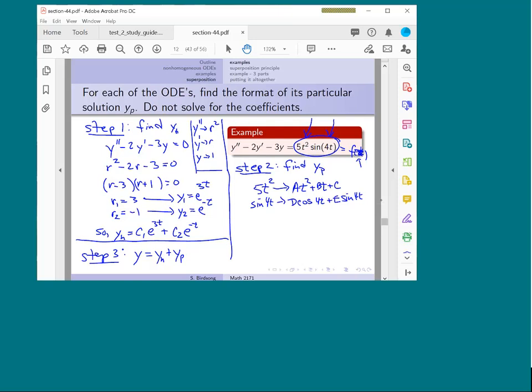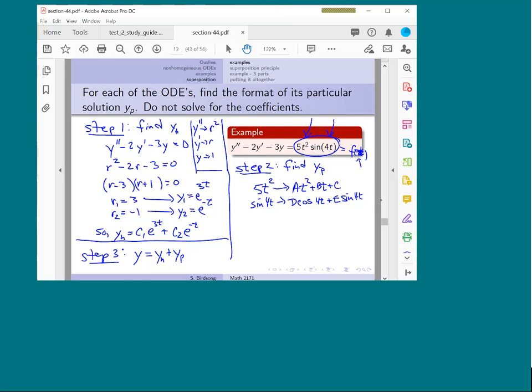Yes, these can get crazy nasty, crazy fast. Okay? Now, notice where each of those two pieces and parts, the 5t squared and the sine of 4t, came from originally. That's where you're going to drop in these general formats of your function.